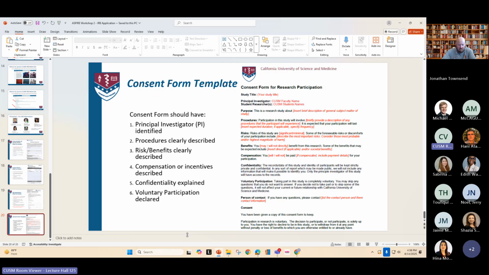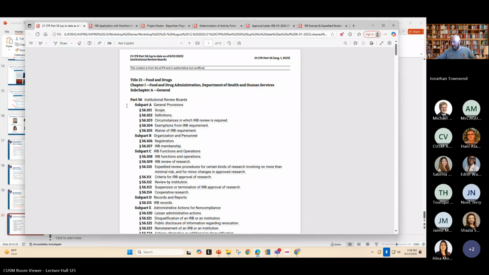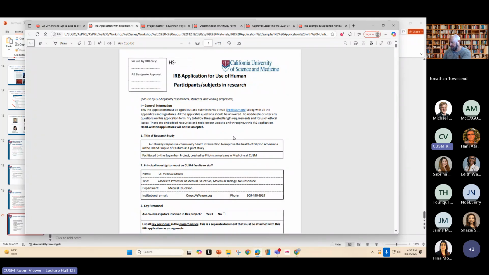Hopefully it's a little straightforward. It is a process. It seems intimidating, but it's really not. The IRB is there to help you move forward with your research, protecting human subjects along the way. So what I'm going to do now is I'm going to show you some examples of the IRB. This is our current IRB application, the full application.